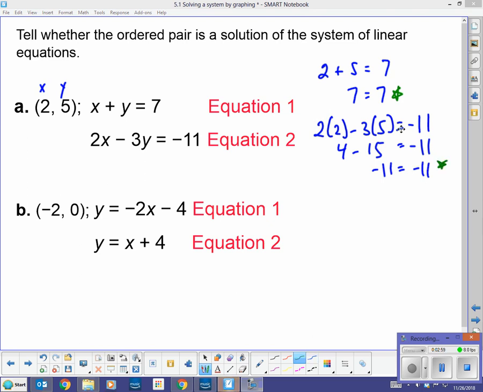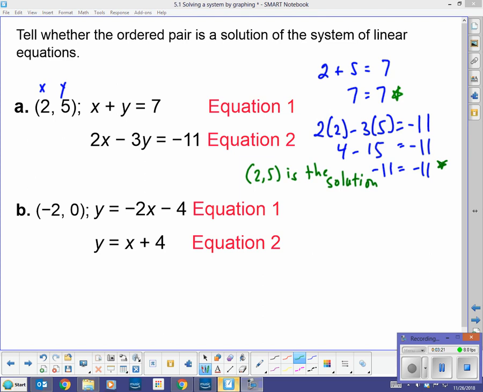That's a true statement. So since 2 and 5 work for both of these equations, then 2, 5 is a solution. It's really the solution. There's only one solution for the system.